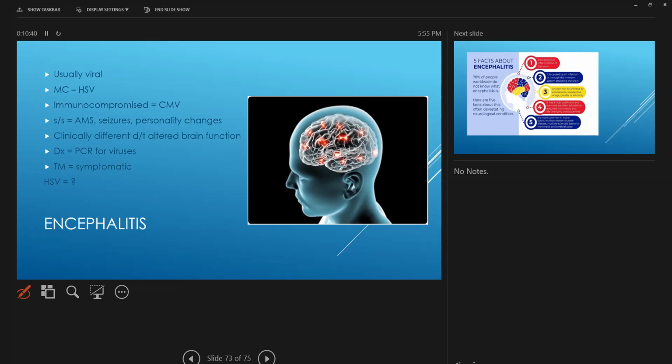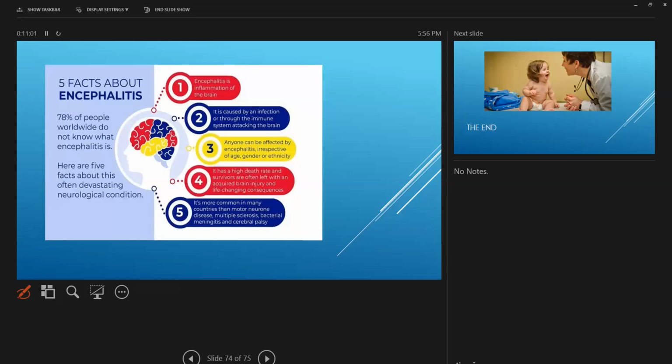So a lot of times when we're doing a spinal tap, we'll also send off for PCR culture or PCR, I guess it's not a culture, but polymerase chain reaction, to see which viruses are in there. And then the treatment is to treat symptomatically. If it is HSV, then you'd be thinking of more of your antivirals.